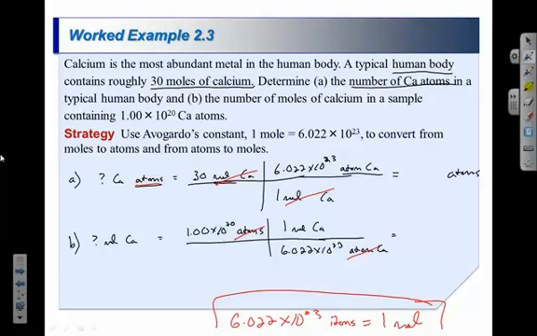And so in that case, I would divide 1 times 10 to the 20th by 6.022 times 10 to the 23rd. And now we get 0.000167166 moles. Any questions about that?